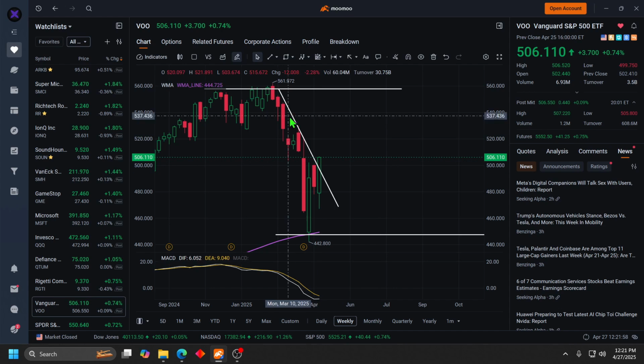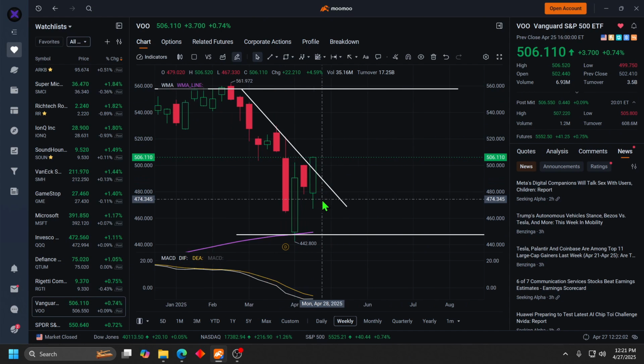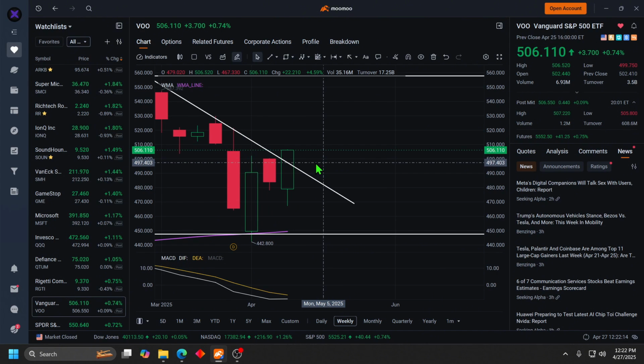Barely poking out of this trend, but it's looking good because look at that big green candle. And remember, what does that mean? It means we're going to go higher because where are the sellers? They're nowhere to be found. And here's the best part. You see this red candle? What was it followed by? A big green candle that completely took out all those sellers.